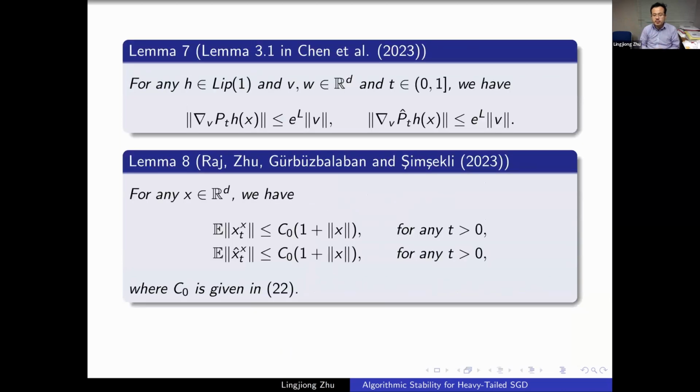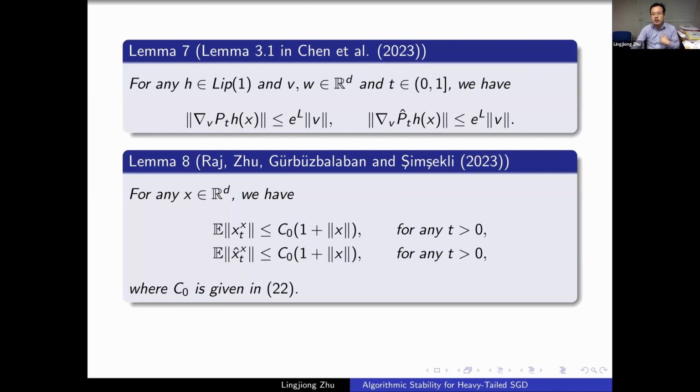And actually, this is not enough. Somehow in the proof, you will find out that you also need to estimate the gradient of the semigroup. But for that, we can use directly from Chen et al.'s paper. They need that for discretization, so we also need that for our purpose.